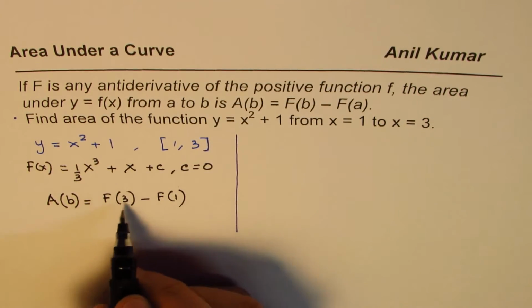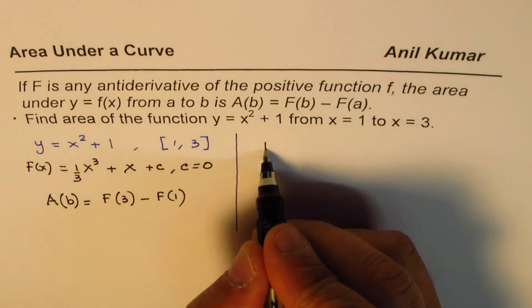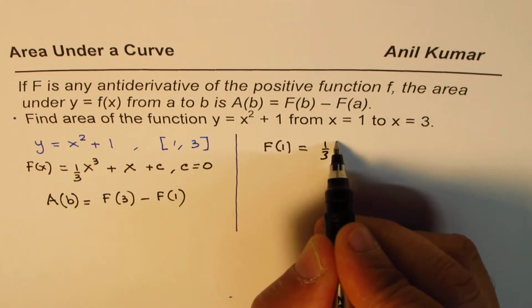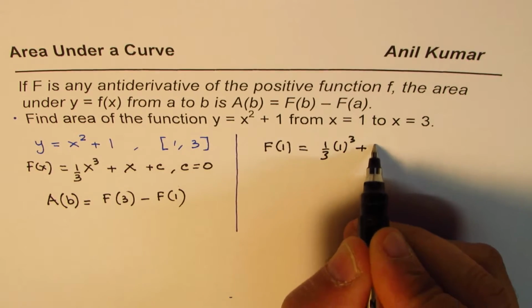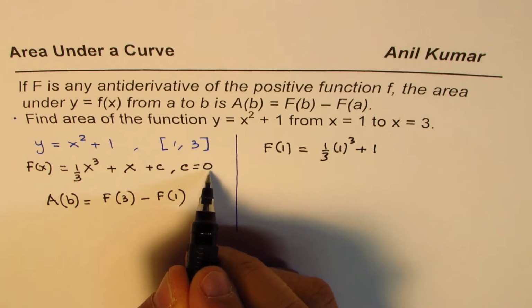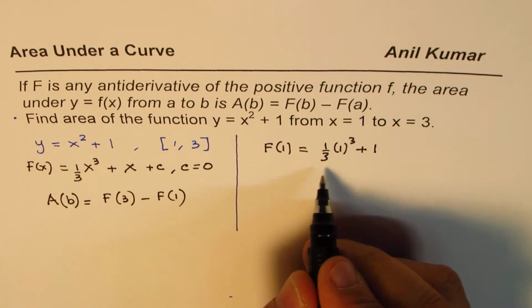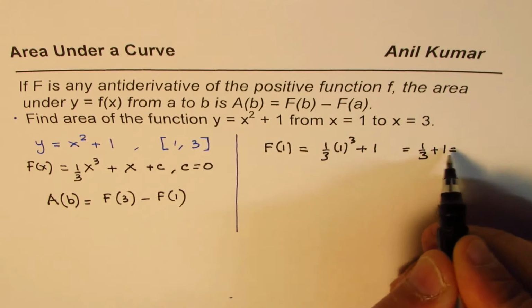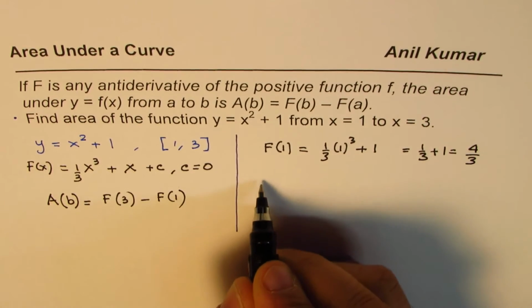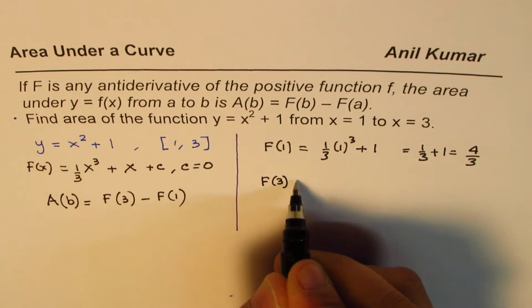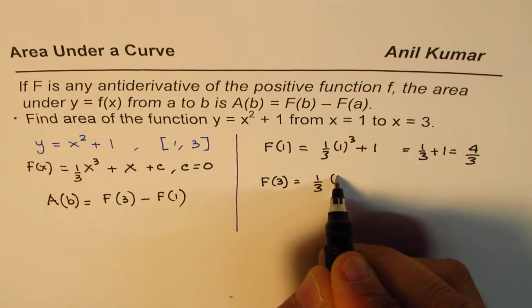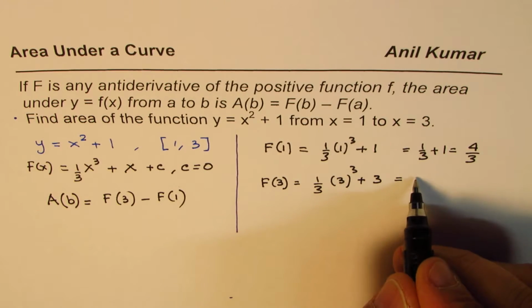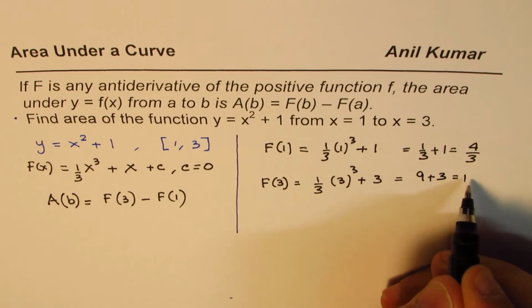So F of 1 is, we'll substitute 1 in this equation, so we get one third times 1 cubed plus 1. We are choosing c to be 0, correct? And that gives you 1 over 3 plus 1, which is 4 over 3. And as far as F of 3 is concerned, it is one third times 3 cubed plus 3, and that is 3 squared, which is 9, plus 3, and that is 12.